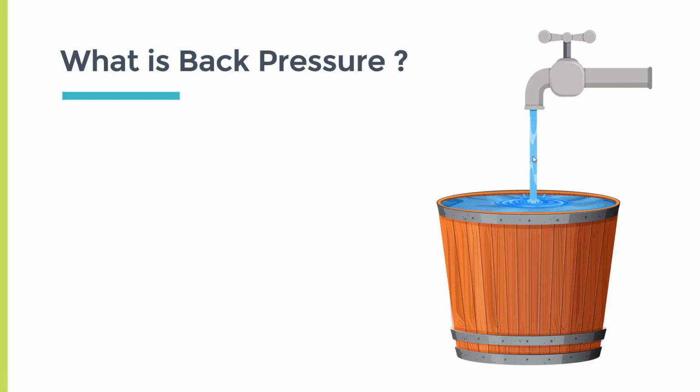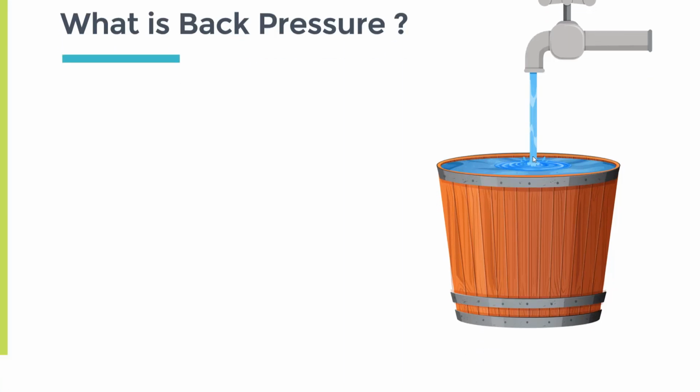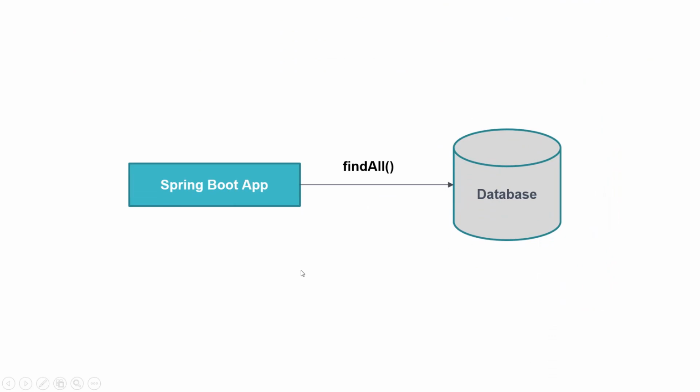Now let's understand back pressure with our traditional REST APIs with Spring Boot application. So here we have our Spring Boot application. This is the database, and say for example, from our Spring Boot application, we are getting the data from the database. Say for example, we are firing a select star query, basically findAll if you are using JPA. So here the Spring Boot application is on the receiver side, and this database is basically the source of data.